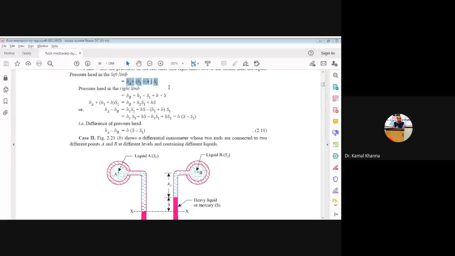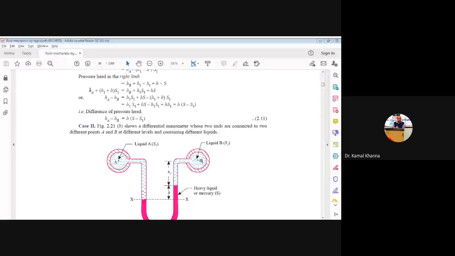Similarly, when you are calculating the pressure head in the right limb, you can see the highlighted equation on the screen: HB, the pressure at point B, plus H1 into S1 and H into S. Why have we taken S1 here as well? Because in the first case we are assuming both the liquids are the same at point A as well as at point B. So both specific gravities will be S1 and S1.